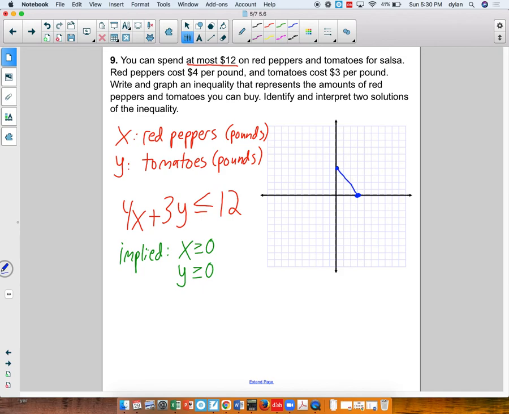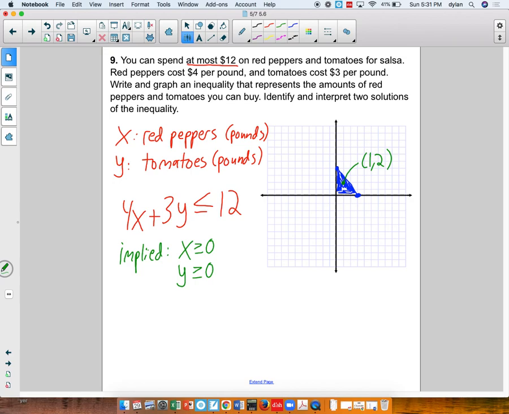And then in this case, we know we have at most, so that means we're going to be shading under the line. Now, I'm not going to shade it all into the negative regions of this because it's impossible for me to have a solution that includes negative pounds of tomatoes or negative pounds of peppers. So some example solutions might be a point like right here at 1, 2. That would be a solution.